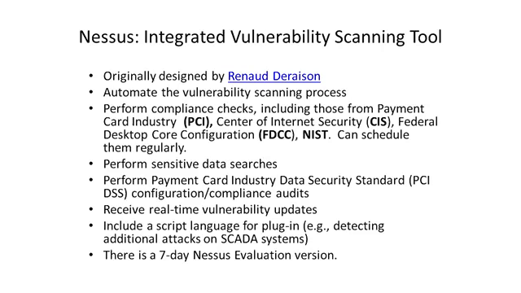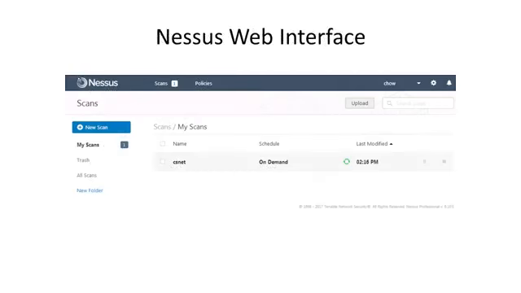It also includes a script language for users to add plugins. For example, there is currently an available plugin for SCADA systems for detecting additional attacks. There is a 7-day Nessus evaluation version available for you to download from Tenable.com. The single user license is very expensive. It costs $2,190 per year.